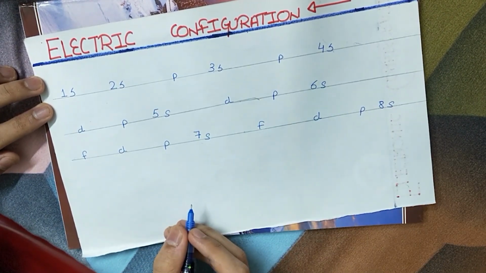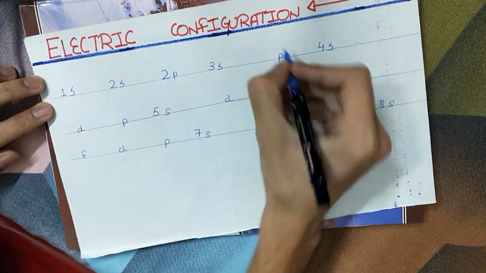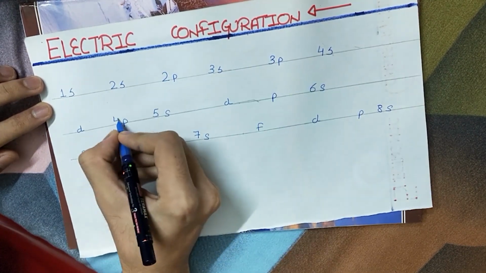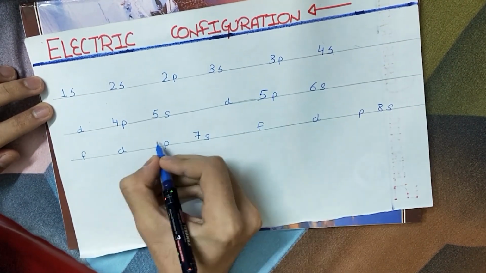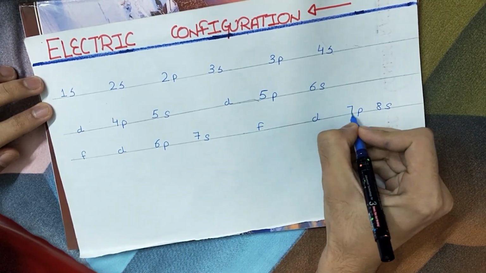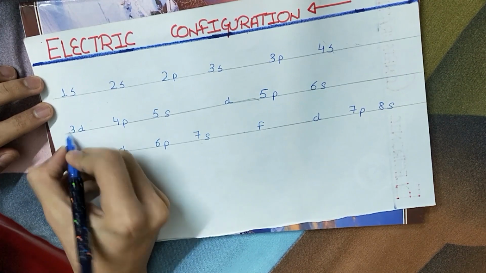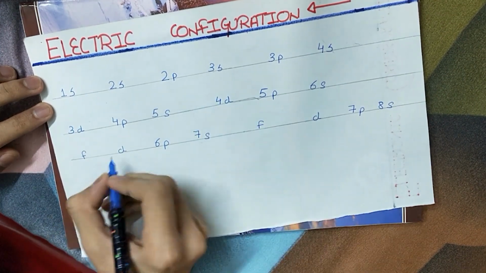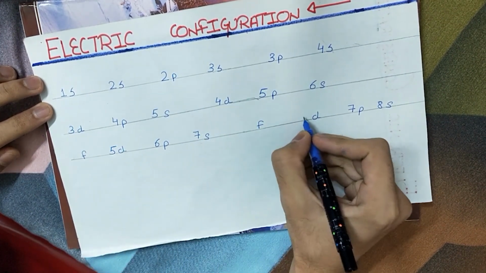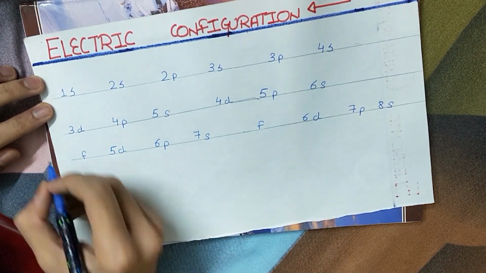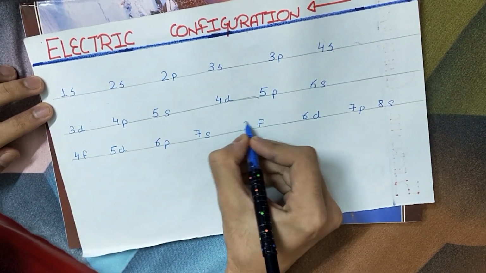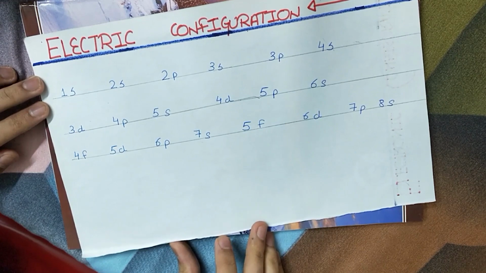For P, start the numbering with 2, that is 2P, 3P, 4P, then 5P, then we have 6P, then we have 7P. Then for D, start the numbering with 3, that is 3D, 4D, 5D and we have 6D. For F, start the numbering with 4, 4F, 5F, that's all.